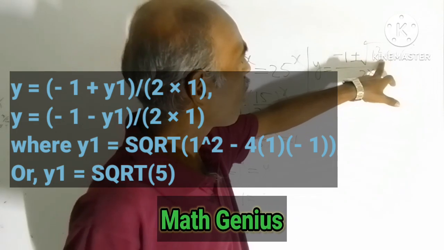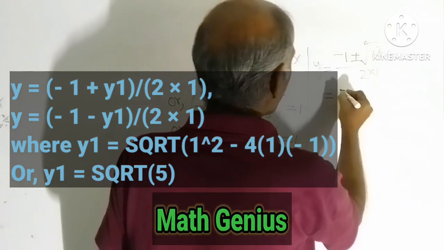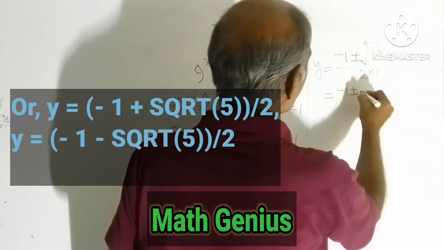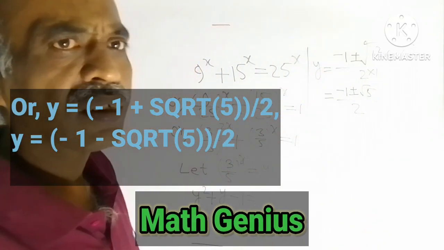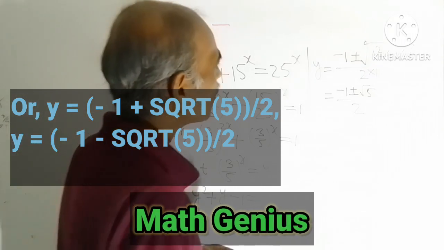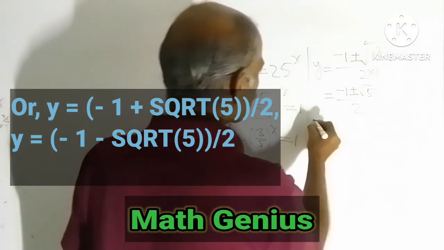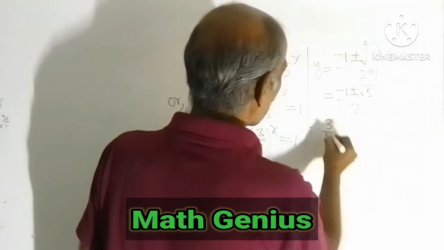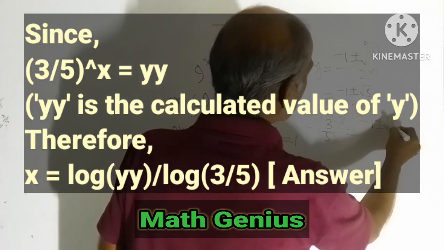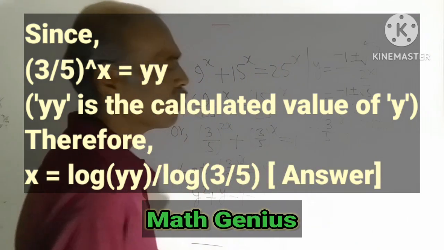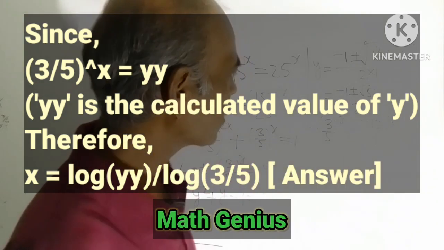So under root it is how much? Minus minus plus 5. So 4 plus 1 is 5. So this is equal to minus 1 plus minus root 5 divided by 2. So this is y. Okay. And y is how much? Expression for y is this one, (3 by 5) whole to the power x. Therefore we can say (3 by 5) whole to the power x is equal to this right hand side, minus 1 plus minus root 5 by 2. Okay, means two answers will be there, one with plus sign, another one is minus sign.